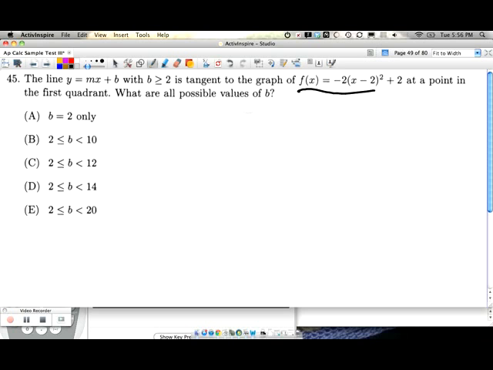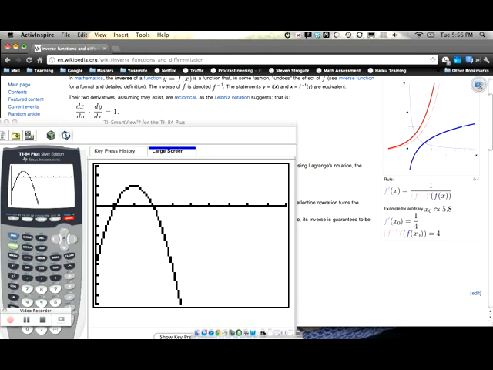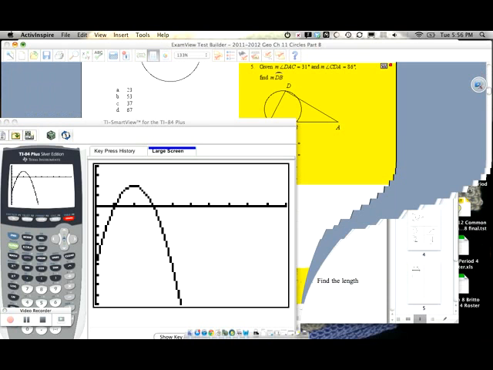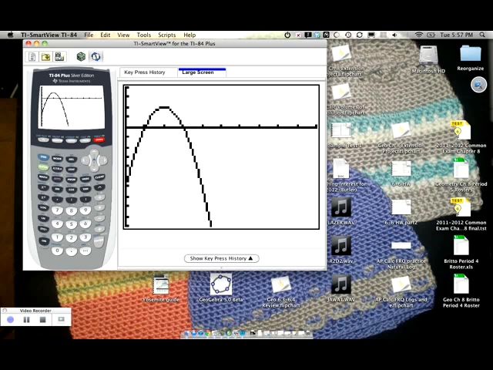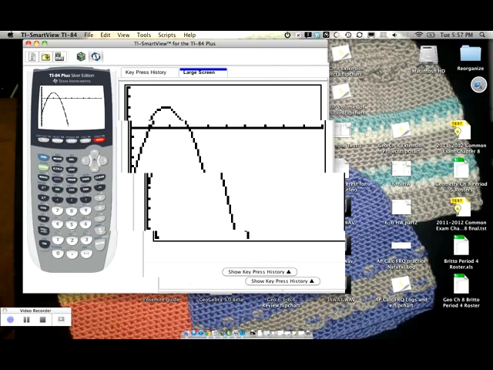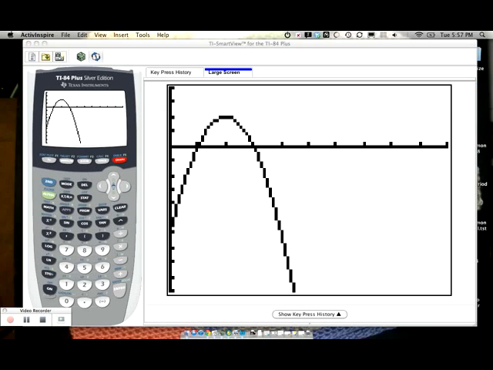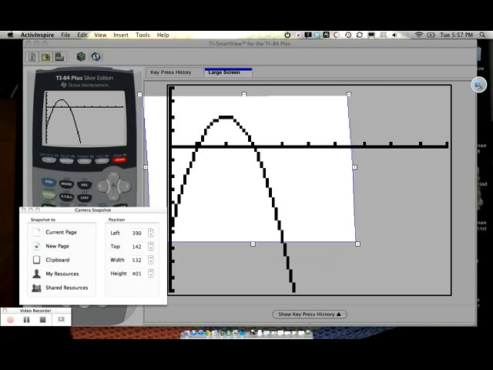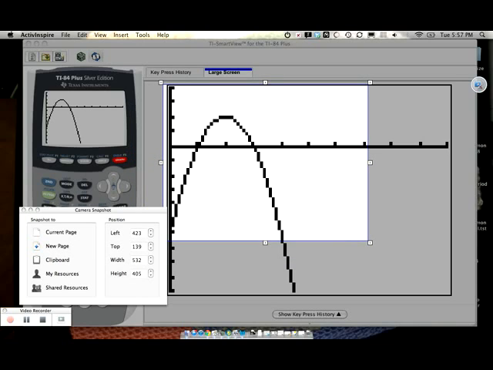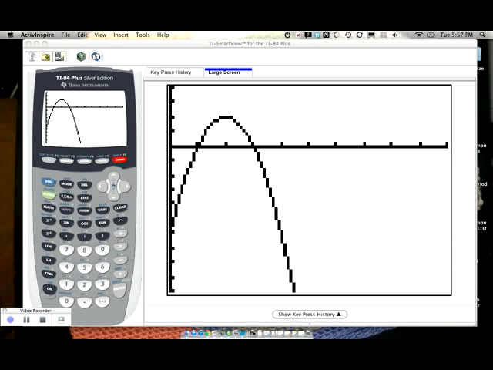We need to take a picture, so let's take a picture. I'm going to take a picture of this to the current page and see what happens.